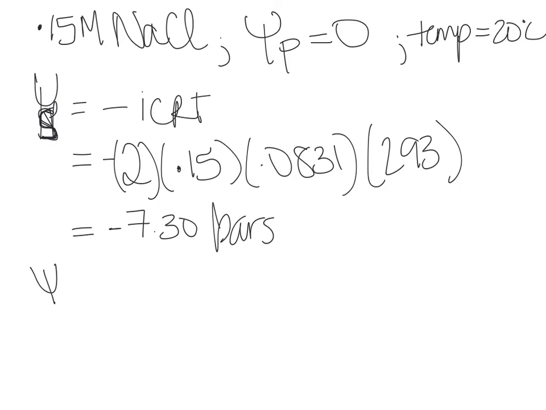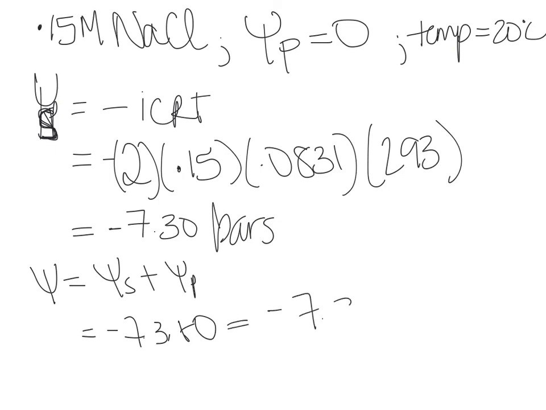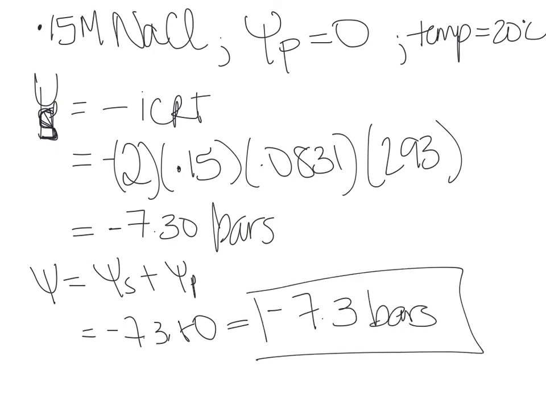that says water potential is equal to solute potential plus pressure potential. And we know that our solute potential is this negative 7.3 that we've just calculated. Our pressure potential is still 0, so overall our water potential is going to be negative 7.3 bars. And again, that's your final answer.